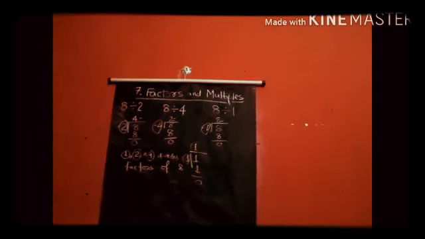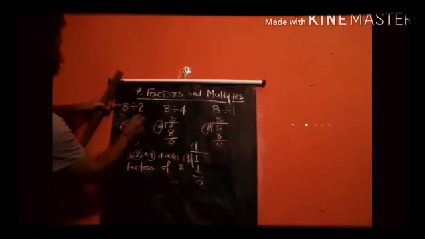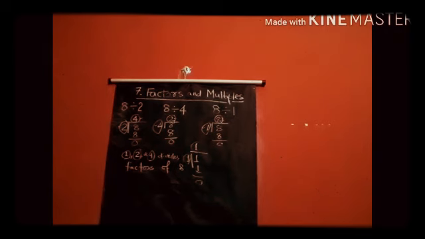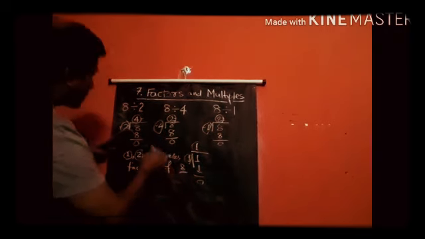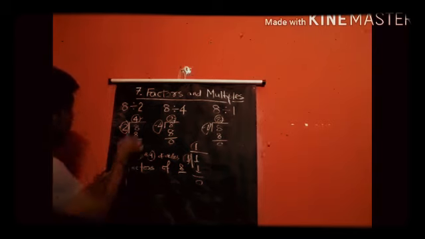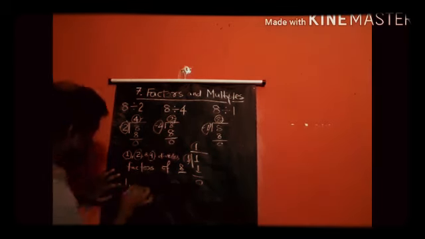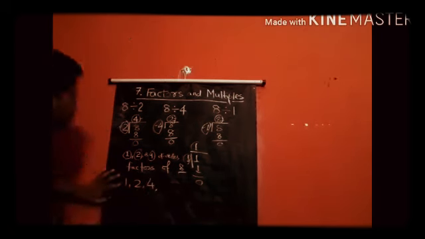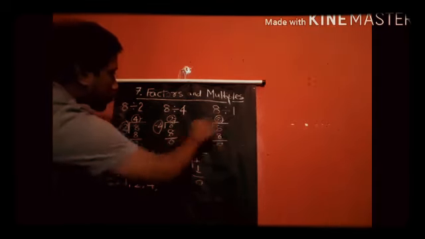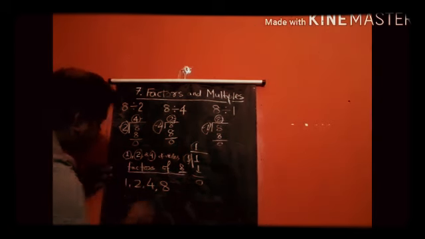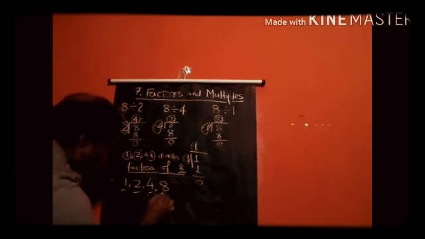And in this case, one more thing we can do. The quotient also we can take as a factor of that number. So here we can get the factors of 8. What are the factors of 8? Including the quotient. Divisor and quotient, both will be factors. So here it is 1. We can take 2, we can take 4, and we can take 8 also. Quotient we can take. So factors of 8 are 1, 2, 4 and 8.